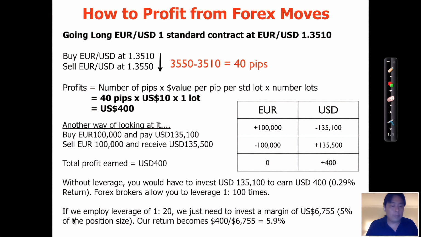If you employ a leverage of 1:20, we just need to invest a margin. Margin means deposit of 6755, or rather 5% of the position size. So our return in this case becomes $400 profit over 6755, which is the deposit you need to buy 135,000 dollars, and that's a 5.9% return per trade, which is a lot better.